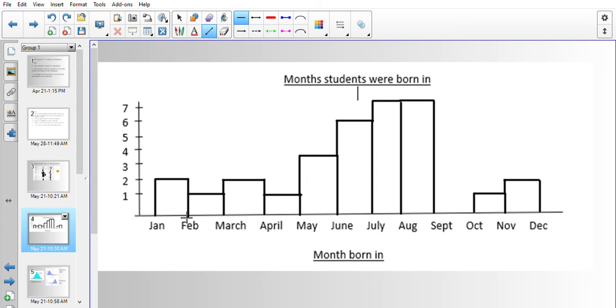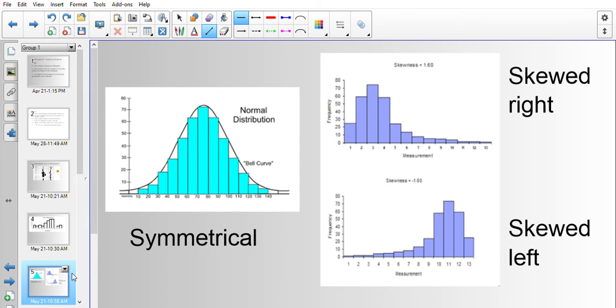I could go either way, and I agree. This data right here, I think, has a shape, but you do kind of got to stretch it. So let's look at what the different shapes are.